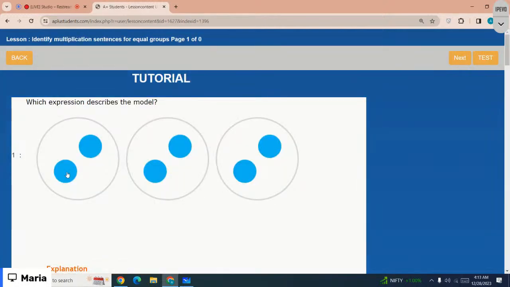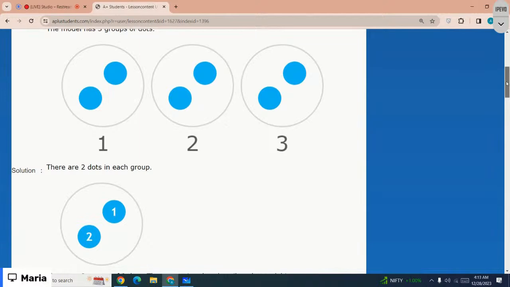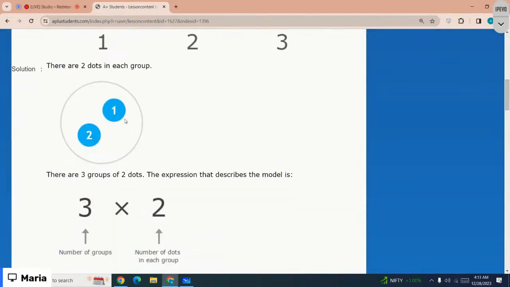Okay, which expression describes the model? You are given a model, and you have to see which expression describes it, right? You can see one, two, three groups, and in every group you have one, two dots. Here you have two, here you have two, right? So you can write it in sentence form like three groups and two dots in each group.